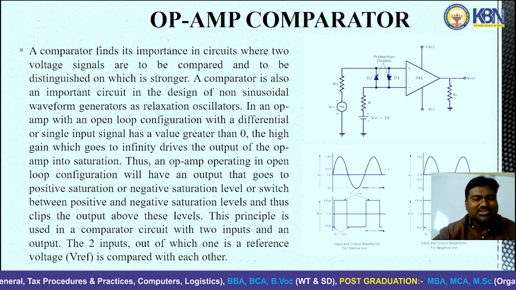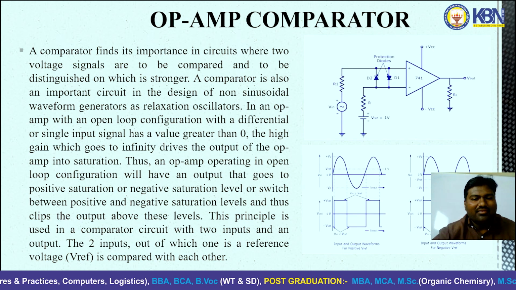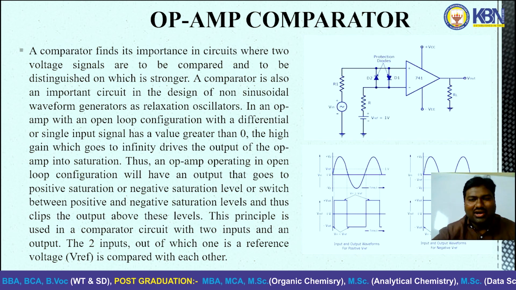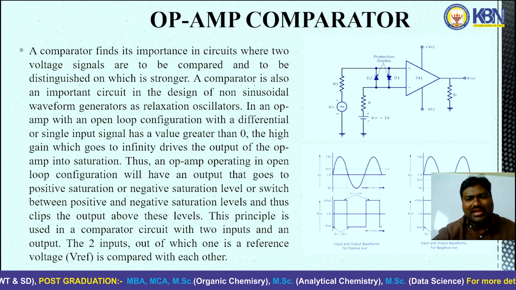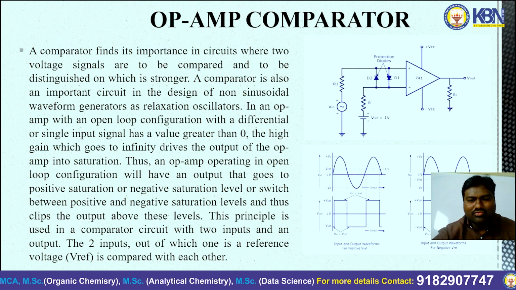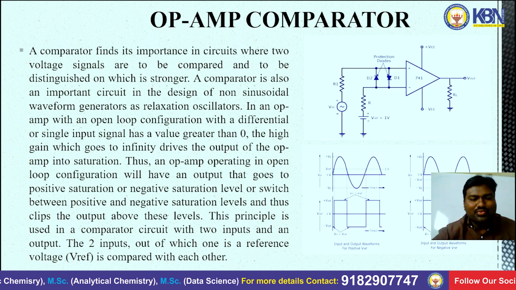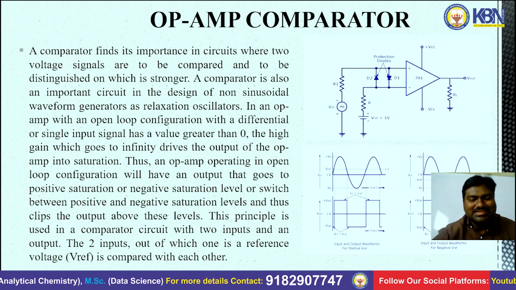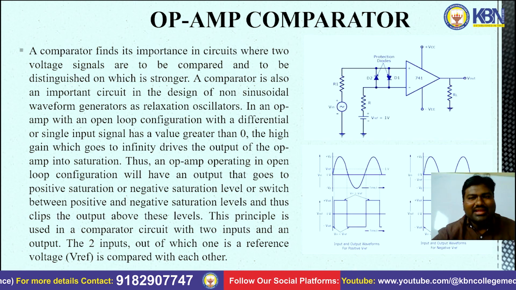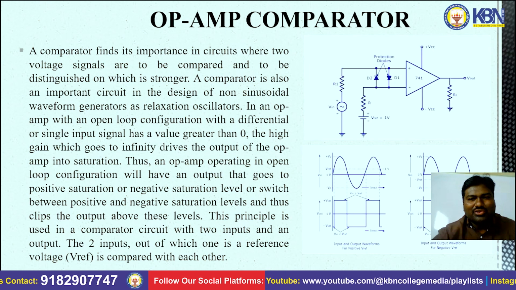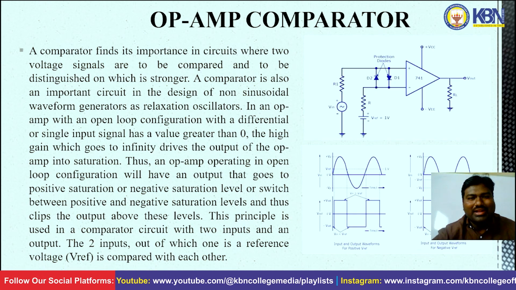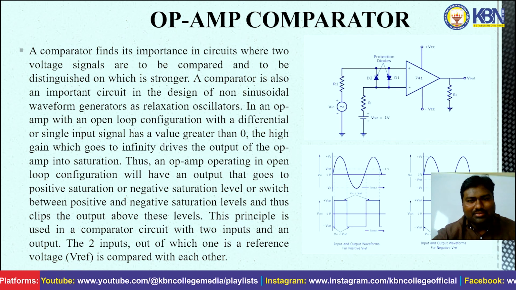This principle is used in a comparator circuit with two inputs and one output. Suppose the input is given as a sine waveform, we get the output of the comparator as a square waveform. Of the two inputs, a reference voltage is compared with the other. If one input is given to the inverting terminal and another input to the non-inverting terminal, there is a comparison between the two voltage levels, which is known as a comparator.